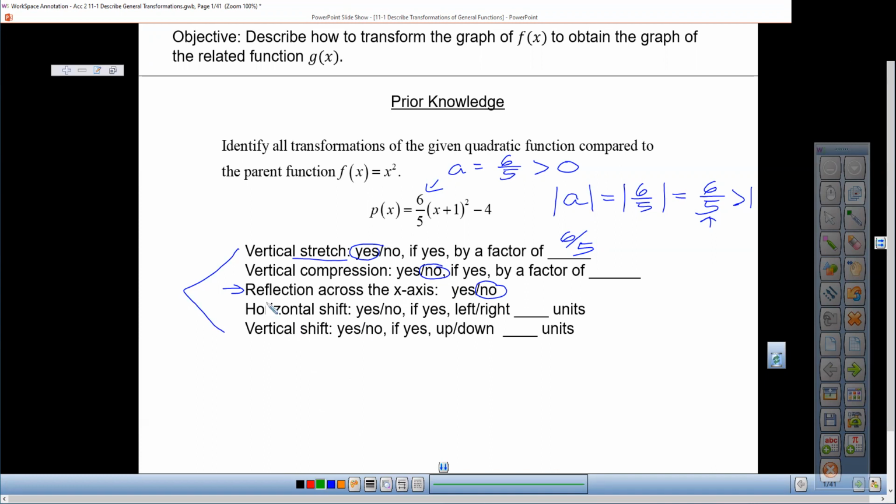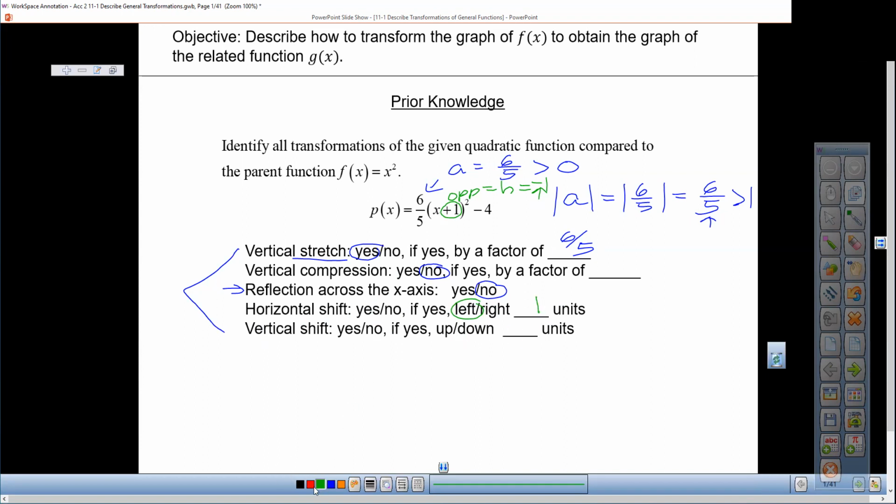Then translations. So remember, the number directly added or subtracted from the x, we have to take the opposite of that number to get what we call h. So our h would be the opposite of 1, which is -1. And h is our horizontal translation, left, right. So negative is in the left direction on our number line from the origin. So that means that our horizontal translation or shift is to the left. And the number of units would be 1 unit.